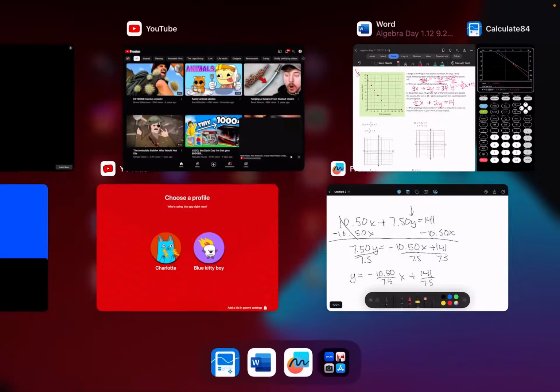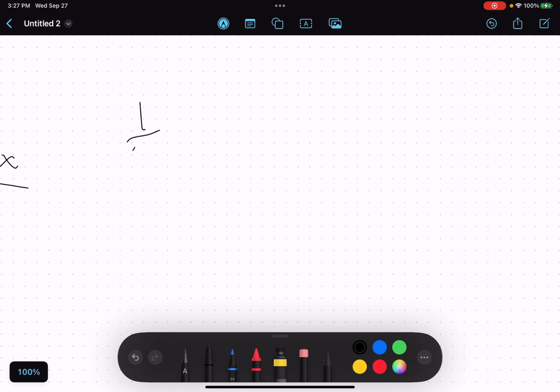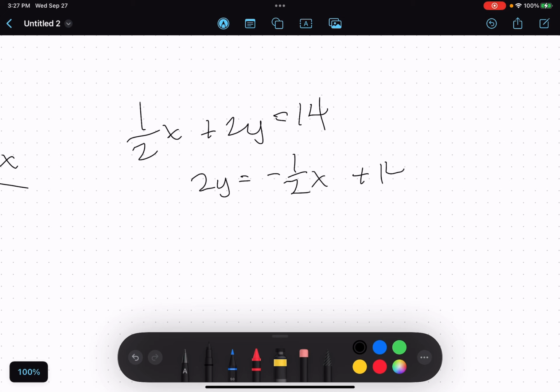I'm going to go to my workspace so we don't have this issue again. 1/2 x plus 2y equals 14. Okay, there's a couple things that we can do here. And what I showed you before is I subtracted 1/2 x from both sides. So let's go ahead and do that. Negative 1/2 x plus 14. And now we need to divide both sides by 2.